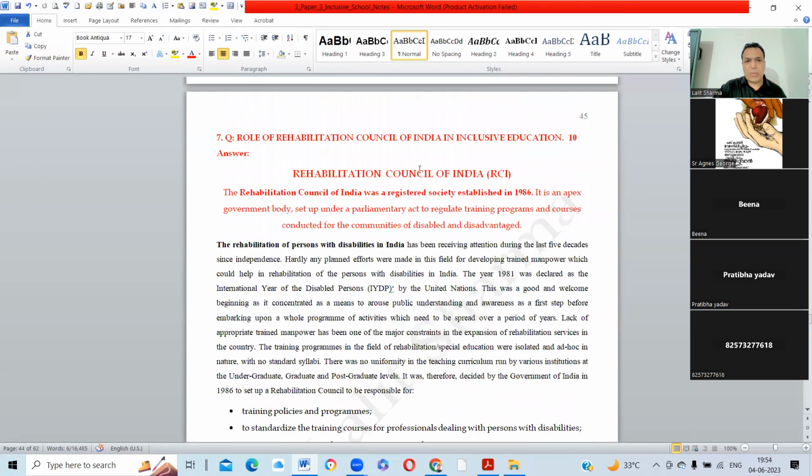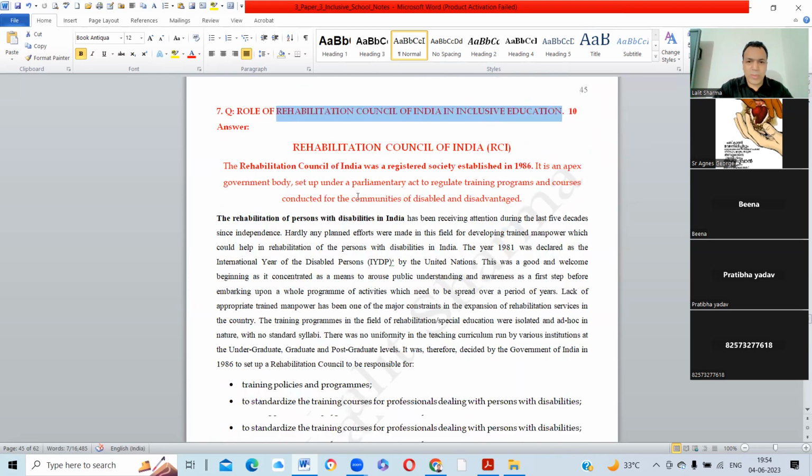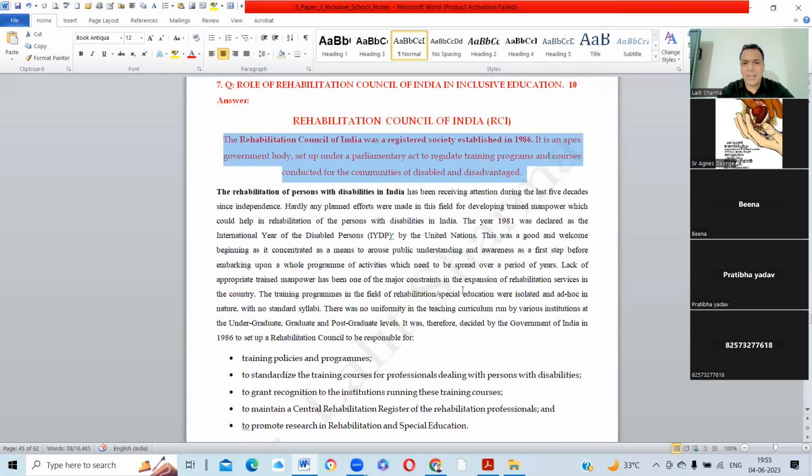The last question was on the Rehabilitation Council of India in Inclusive Education, RCI. Okay, so what is basically RCI? The Rehabilitation Council of India was registered as a society in 1986. It is an apex government body set up under a Parliamentary Act to regulate training programs and courses conducted for the communities of the disabled and disadvantaged.